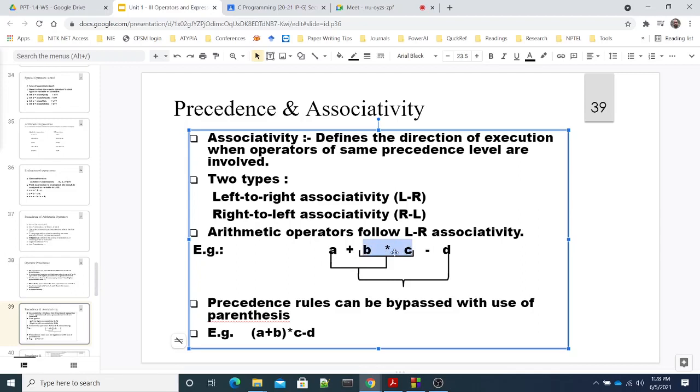After this operation, there is a problem. Suppose z is the result of this operation. B into c results in a value z. Now I have a plus z minus d. There are only two operators now, plus and minus. They have the same precedence. In such a case, we are going to apply associativity. For arithmetic operators, associativity is from left to right. So which one is going to take place? My expression is now temporarily a plus z minus d, where z is the product of b into c. Which is going to take place first?